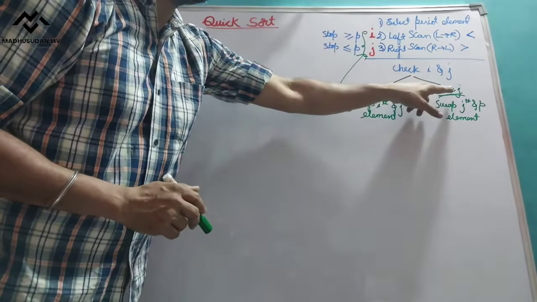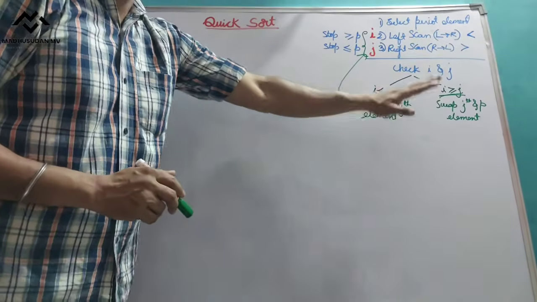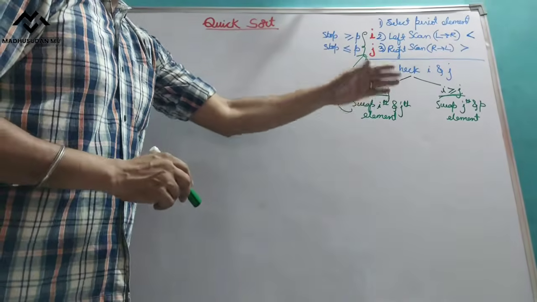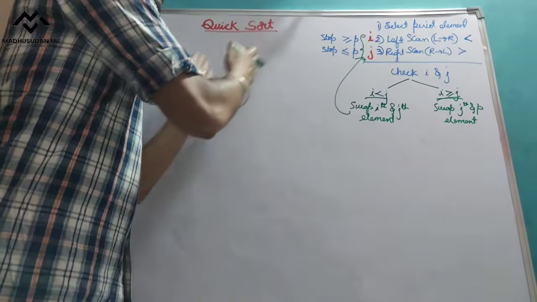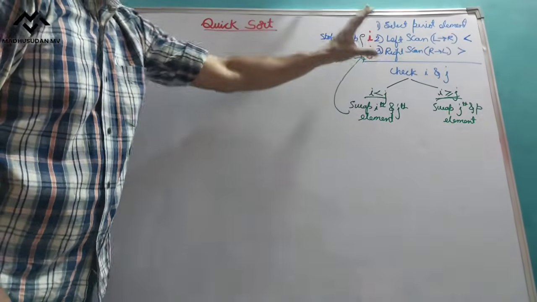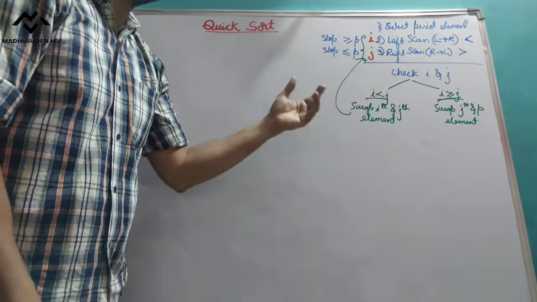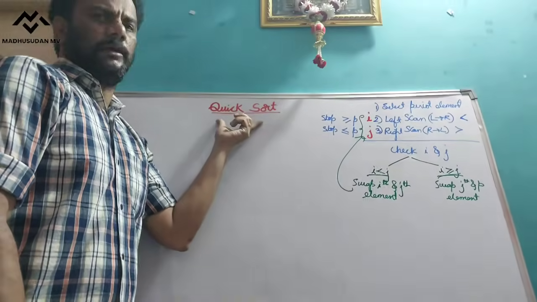Suppose if i is greater than or equal to j, we swap the jth and pivot element and we stop this process, and that is in the first pass or first cycle or first round. After that, again we need to apply the same process to the left subarray as well as the right subarray. So these are the general steps we need to follow in order to sort the elements by using quicksort.